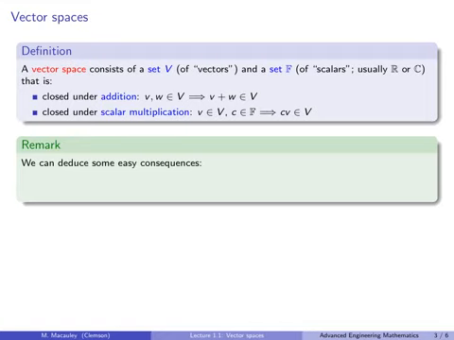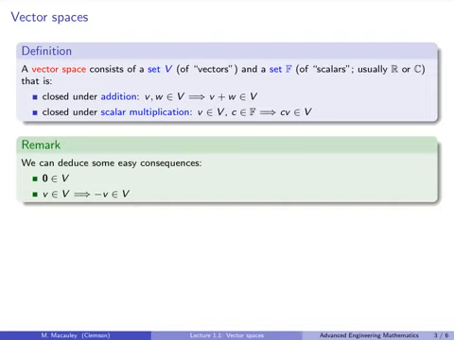From this simple definition, we can deduce some easy consequences. First of all, the zero vector is contained in V. Why? That's because the set of scalars has to contain 0, and if we take any vector and multiply it by 0, we get the 0 vector. Secondly, for any vector in our space, its negative must be in our space as well. Here, we can just take the scalar, which is -1, and take V times -1, and we get negative V.